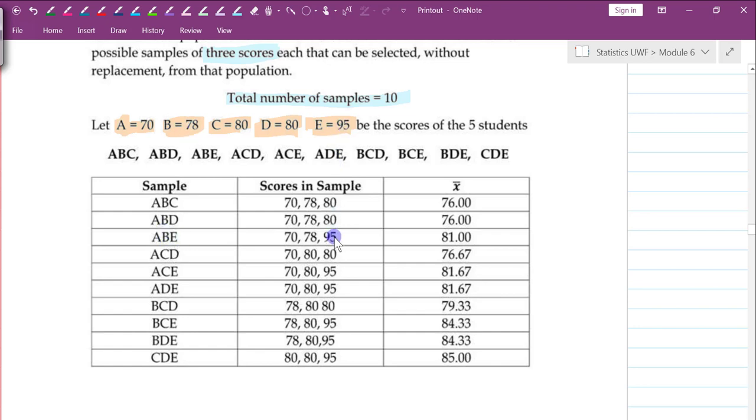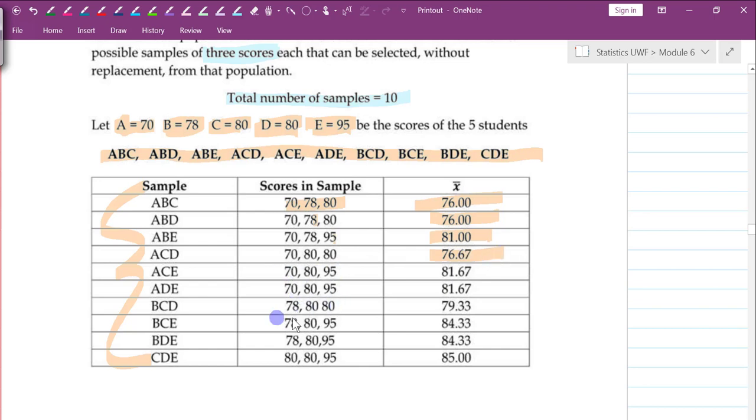Okay? And so all of these right here are just all the different combinations of how I can list choosing 3 out of 5 students. Okay, that's all this is. And then I wrote down the associated score with each event. Then I calculated the average. So if I average these together, I get 76. If I average this together, I get 76. If I average these scores together, I get 81. If I average these scores together, I get 76.67. And I did that for every single possible combination.